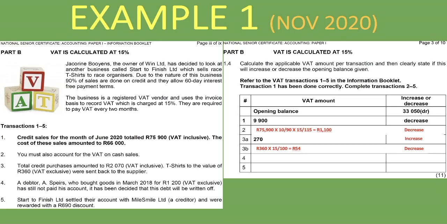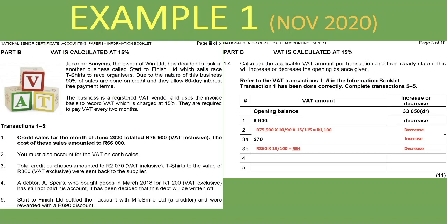Let's look at number 4. A debtor A. Spears, who bought goods in March 2018 for 1,200 Rand VAT exclusive, has still not paid his account. It has been decided that his debt will be written off. Okay, so what is happening here? A debtor, we sold goods to him, and obviously he bought goods on credit because it's a debtor who owes us money, but then it has been decided that his debt will be written off because he has still not paid his account. That means that we're not going to receive that money, including VAT, anymore.